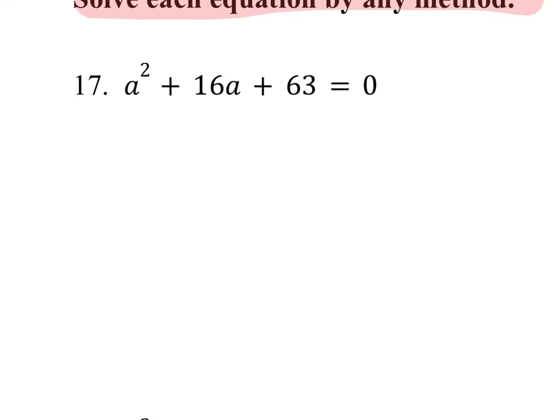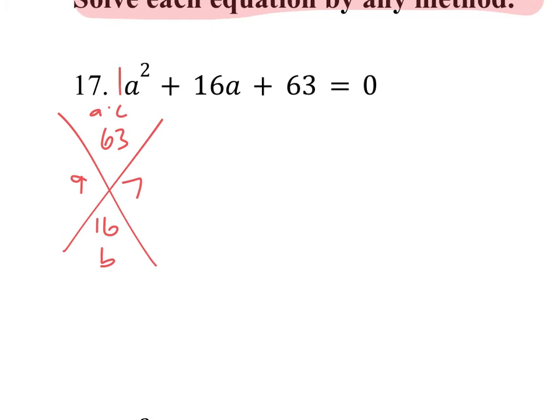I've got a trinomial on the left, it's a quadratic, and my a value is 1. So that means I can create a cross product sum where a times c goes on top, which is 63, and my b value goes on bottom, which is 16. So I need to think of what multiplied together gives me 63, but then adds together to give me 16. We should be thinking 9 and 7. So those are going to go in for the factors. So I've got a plus 9 and I've got a plus 7.